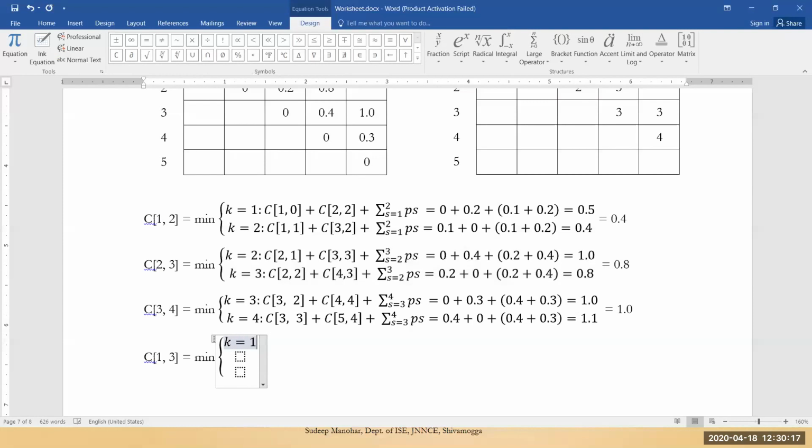First k gets the value of 1. Put this first. So what is the value of this C? What is i? i is 1. What is k minus 1? k minus 1 is 0, plus C of k plus 1. k plus 1 is 2, j is 3. K plus 1 to j it is. Plus, now you have to write this sigma equation. I'll copy from this.